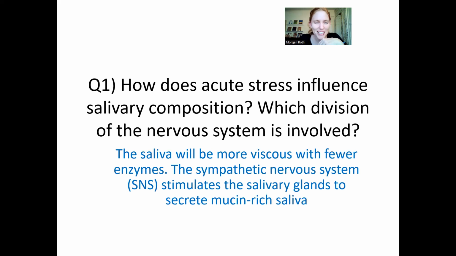Okay, hopefully you thought about it. If you are under stress, your sympathetic nervous system is going to be activated. That sends information to your salivary glands, and it's going to make your saliva thicker because it's going to have a lot more mucin in it. It'll have fewer enzymes and less water. So a more viscous solution.